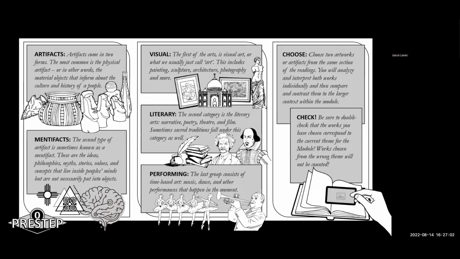There's one more kind of artifact that really is just synonymous with artifact, but we kind of separate it out, and that's known as a mentifact. It's kind of a play on words with the artifact. And these are the ideas, philosophies, myths, stories, values, and other concepts that live in people's heads, but they're not necessarily in physical objects, right? So they might have a physical representation, like a symbol or an icon, but that symbol or icon wouldn't actually be the thing, it represents the thing, right?